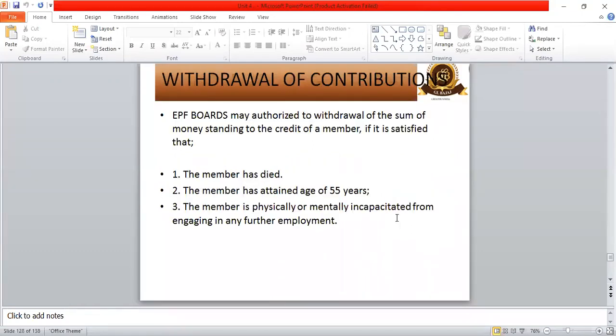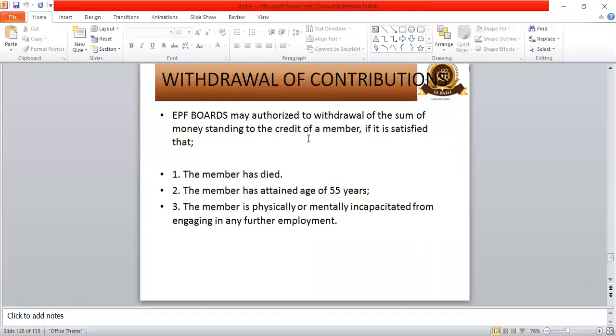Withdrawal of contribution. Now we'll be discussing the different conditions wherein withdrawal of contribution is allowed. The EPF board may authorize withdrawal of the sum of money standing to the credit of a member if it is satisfied. So in what situation can you withdraw your money, or in what situation is it said that the PF contribution cannot be continued.